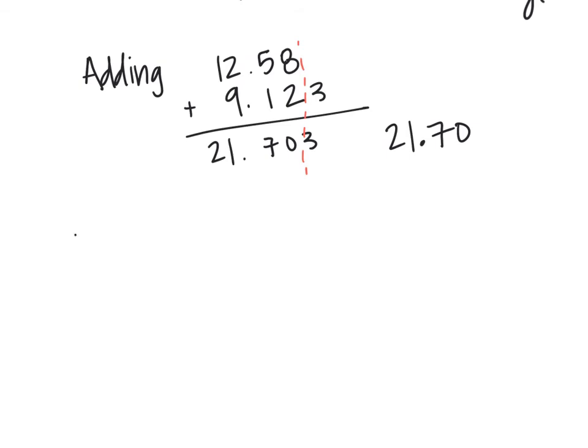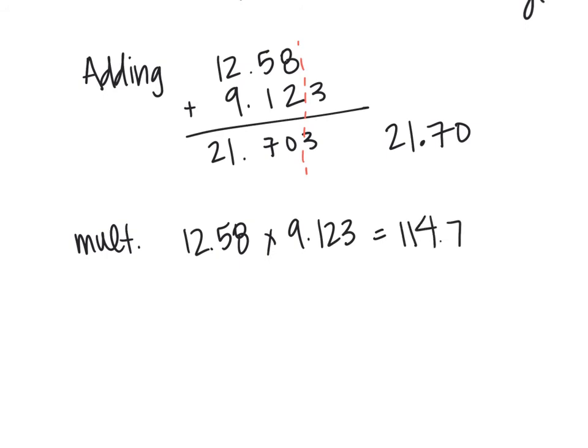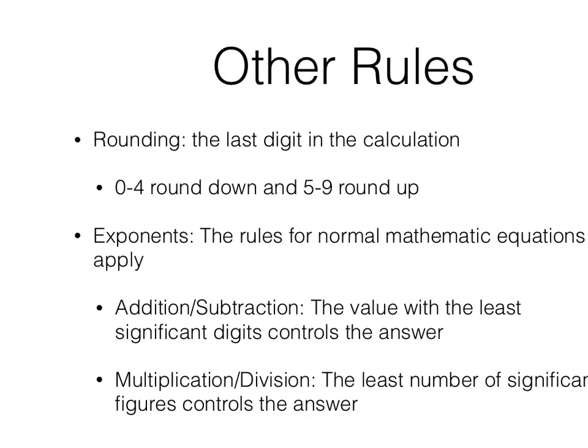If we were to multiply those values, 12.58 times 9.123 is going to give us 114.76734. Now we need to trim this back with some significant figures. So both of these values have 4 significant figures. So this is going to give us 114.8. In the next slide, we're going to talk about rounding. It is the next slide.